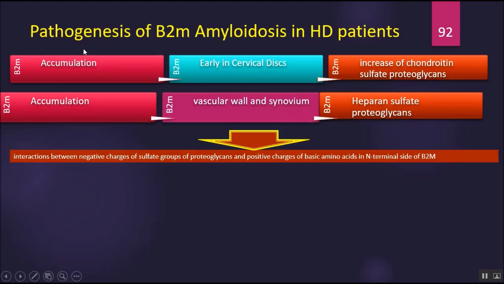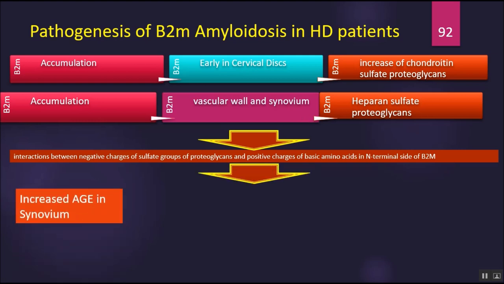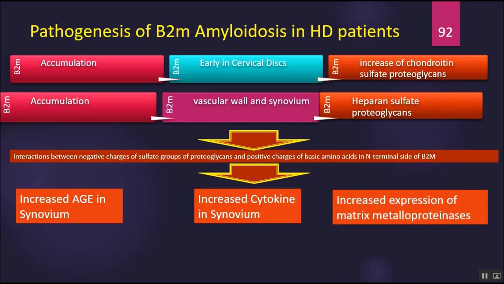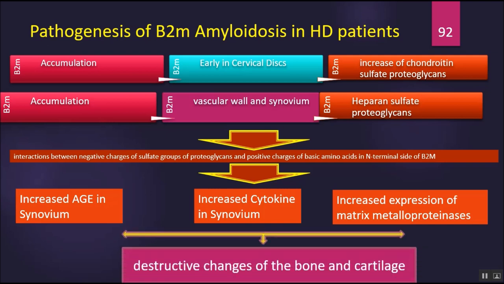So the pathogenesis of beta 2 microglobulin in hemodialysis patients involves deposition and accumulation in the cervical discs as well as in the vascular wall and synovium. This is associated with increased advanced glycation end products, cytokines in synovium, and increased expression of matrix metalloproteinases, causing destructive changes of the bone and cartilage.